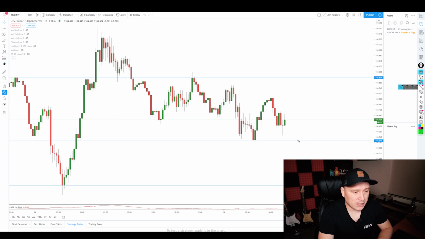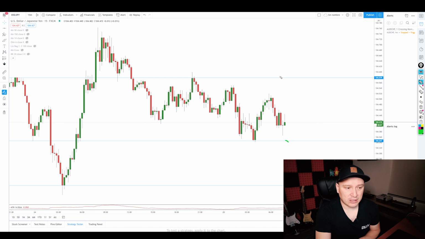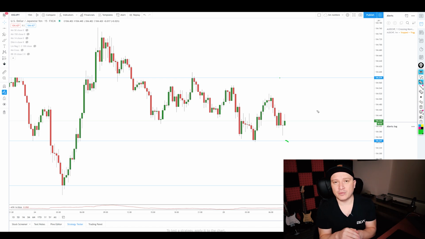Whenever the pair actually touches this area, I enter for 15-minute trades. As simple as that. Once it touches this area, I enter for a put option for 15 minutes, and that's it. It's going to be in the money.